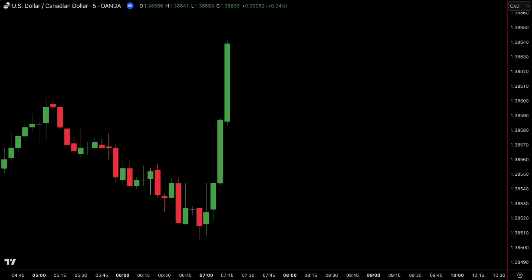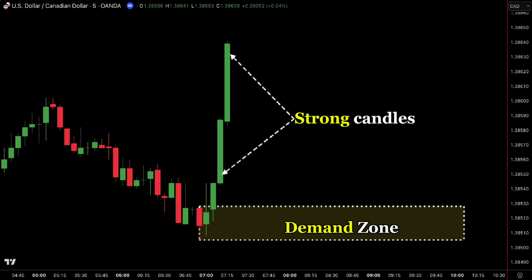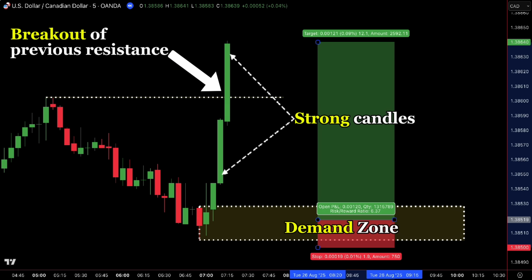This is the Euro-US dollar 5 minutes chart. Right here, the market formed a beautiful demand zone. Look at the candles that created it. Strong, clean, and all moving in the same direction. Even better, this zone is fresh. Price has never touched it before. Notice how the previous resistance level was broken, confirming a shift in market structure. And when we measure our setup, the reward to risk ratio is excellent.